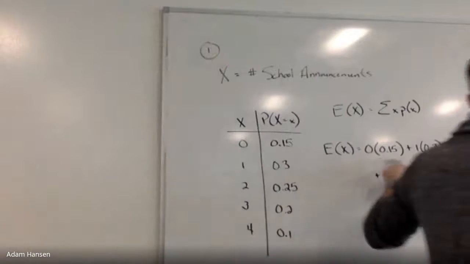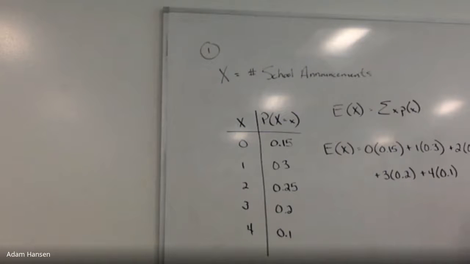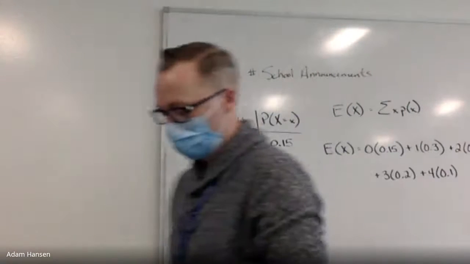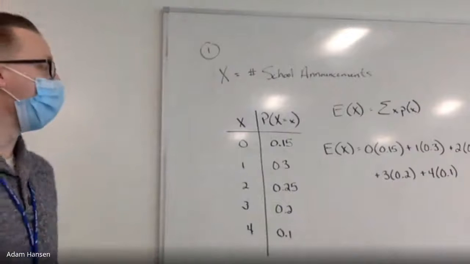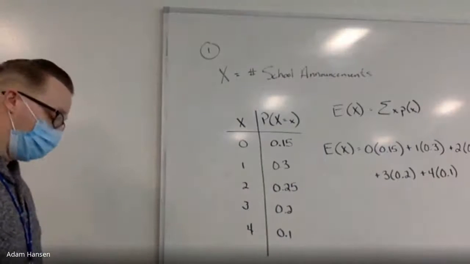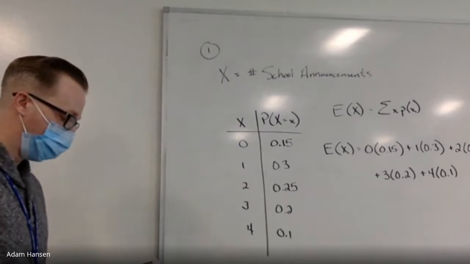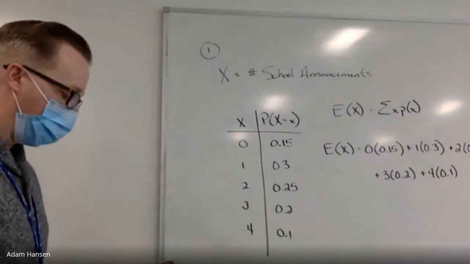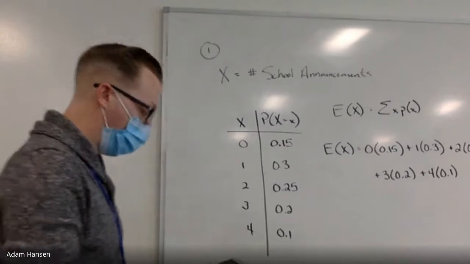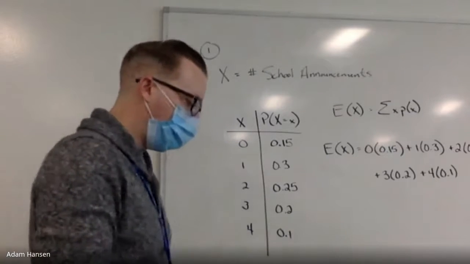Does 0 times 0.15 really matter? You really need to type that in? No. It's nothing. It's not going to contribute anything to our average value. So I'm going to take 0.3 plus 2 times 0.25 plus 3 times 0.2 plus 4 times 0.1. 1.8.